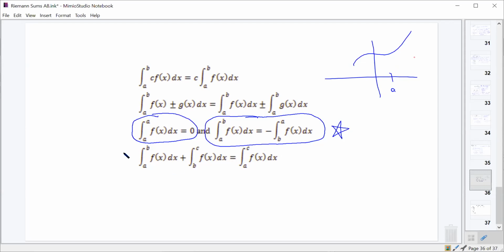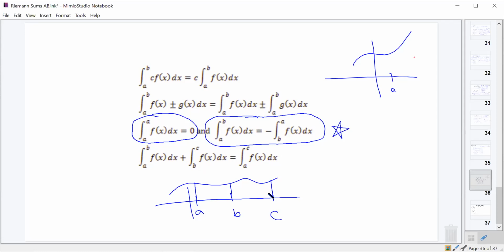And then lastly, this has a lot to do with our area stuff. If I have an integral from A to B and an integral from B to C, so the area from A to B plus the area from B to C ought to be the area from A to C. Does that make sense? If you think about it in terms of area underneath the curve.